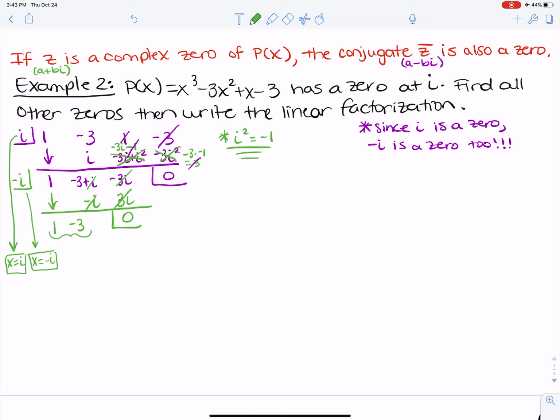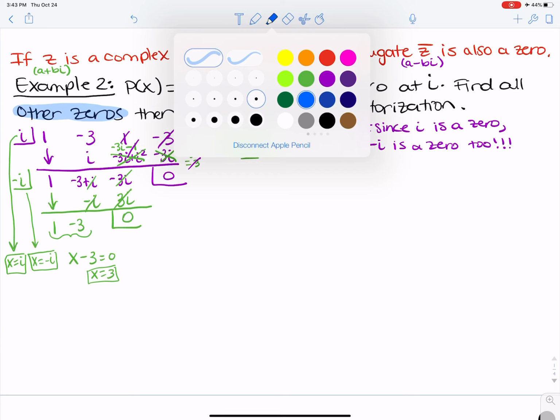And from this 1 minus 3, or the negative 3, technically it's x minus 3. We set it equal to 0 so we can figure out what x actually equals, and x equals 3. So those are our zeros. But what is the question asking us? The question asks us to find the other zeros. So I don't want the i one, I want the other ones. And to do the linear factorization.